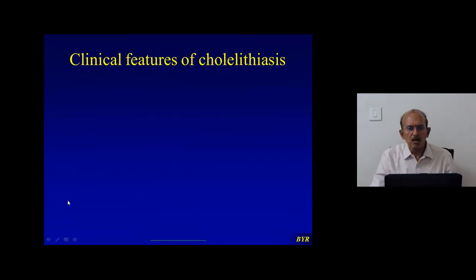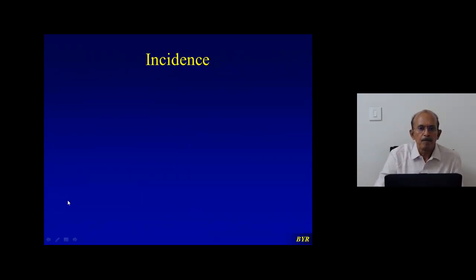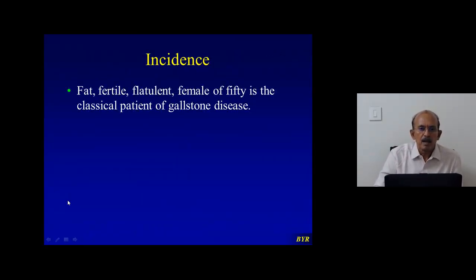Clinical features of cholelithiasis. Occurrence: it is commonly seen in fatty, fertile, flatulent females of 50 years. So this is the usual statement, the 5 Fs. Fat, fertile, flatulent female of 50 is the classical patient of gallstone disease.